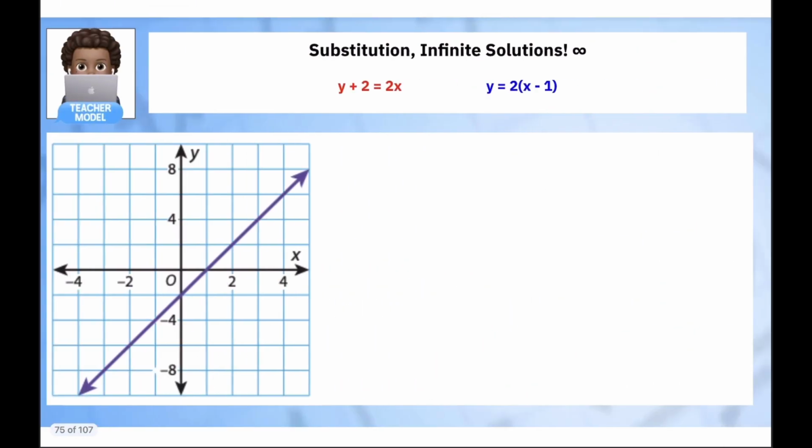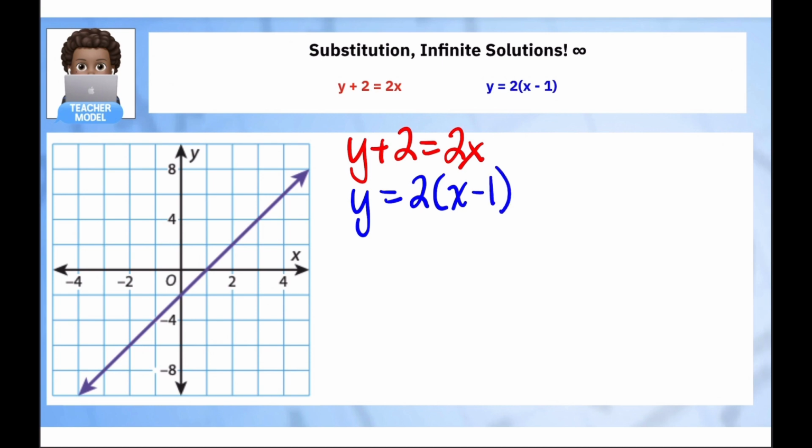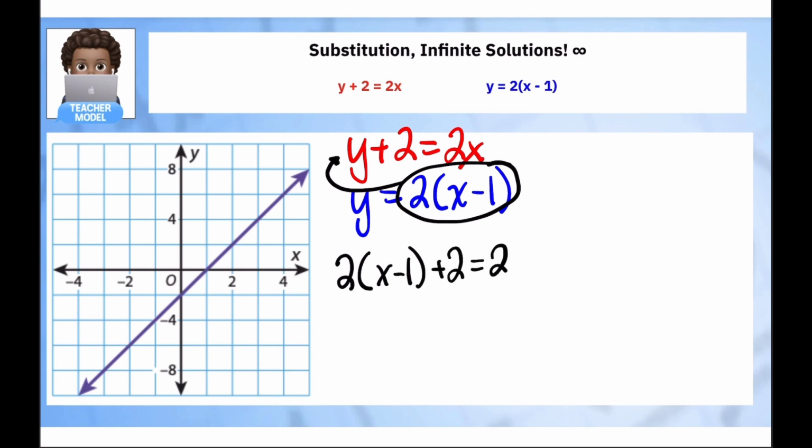And let's try when we have infinite solutions, when the lines are the same. So we have y plus 2 is equal to 2x, and y is equal to 2 times x minus 1. What I like about this one is they're both written in different forms. So when I would see a problem like this, I would probably choose substitution and say I'm going to take this and plug it in for y. I'm going to take this one here because it's already written in a way that tells me I can substitute pretty easily. So 2 times x minus 1 plus 2 is equal to 2x.